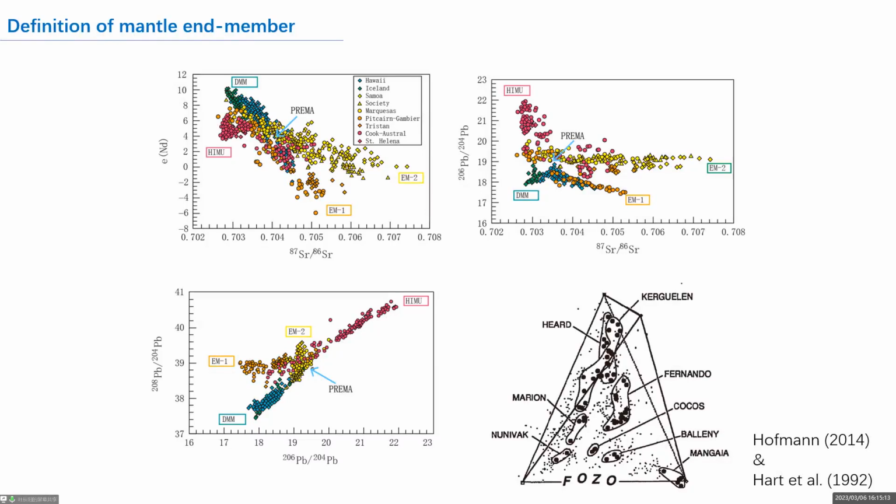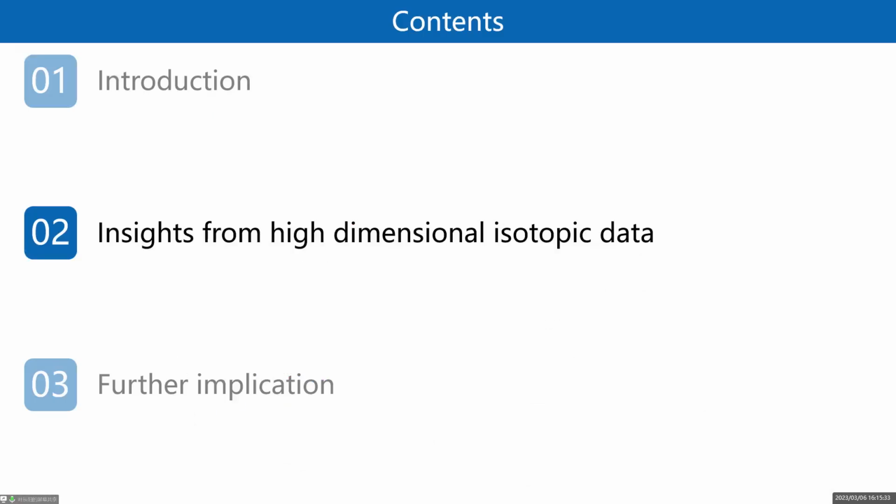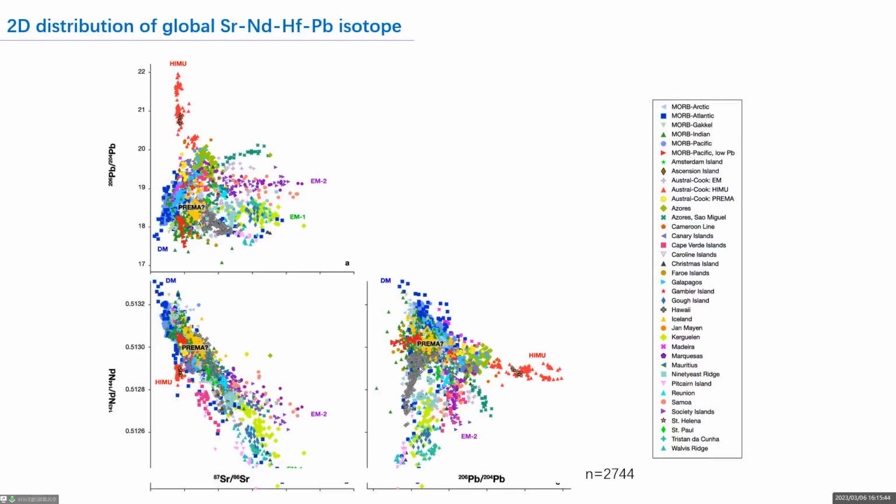So previously, the geochemists defined several end members to encompass an area that could cover all the data sets and describe their distribution to further explain the genesis of basalts. However, these studies are limited to low-dimensional space, and Stracke in 2022 re-examined this data in 6D space. His team compiled 2,744 oceanic basalts with their radiogenic isotope compositions.